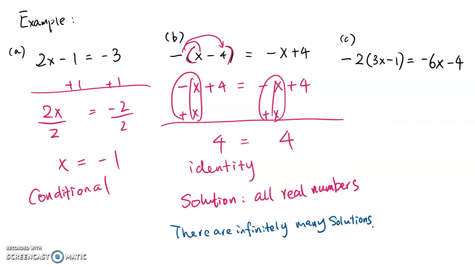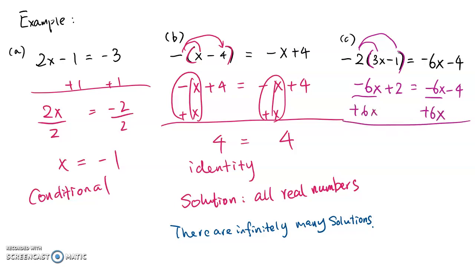Okay, now let's look at C here. First let's get rid of this pair of parentheses by distributing -2 to 3x and -1. We have -6x, -2 times -1, +2 equals -6x minus 4. Let's get rid of the -6x on both sides by adding 6x on both sides. So here is gone, here is gone. On the left side you have 2. On the right side you have -4.